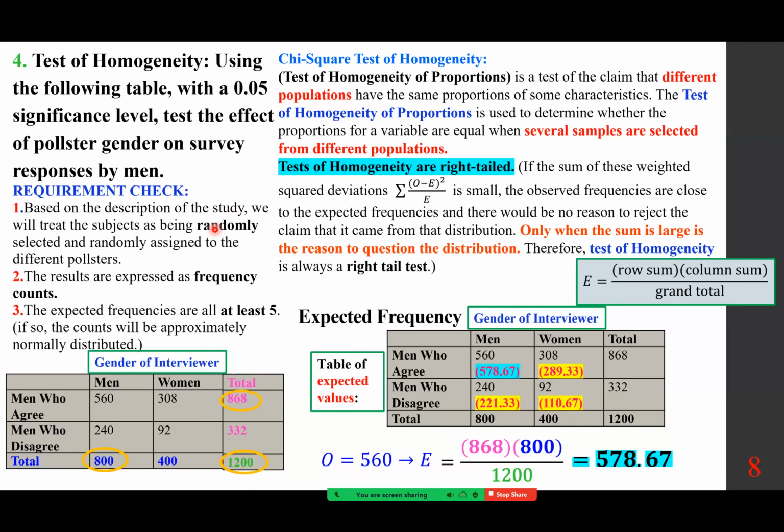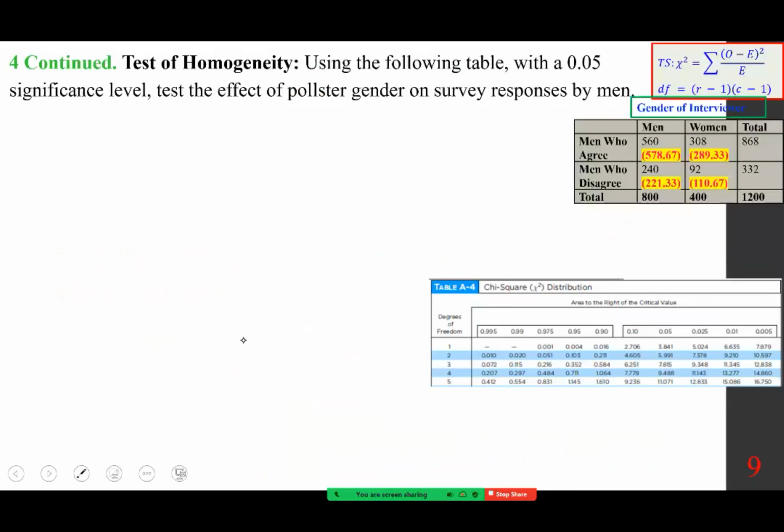Requirements. Based on the description of the study, we will treat the subjects as being randomly selected and randomly assigned to different posters. The results are expressed as frequency counts. The expected frequencies are all at least 5. If so, the counts will be approximately normally distributed. That's the idea. So we're going to continue with this question.